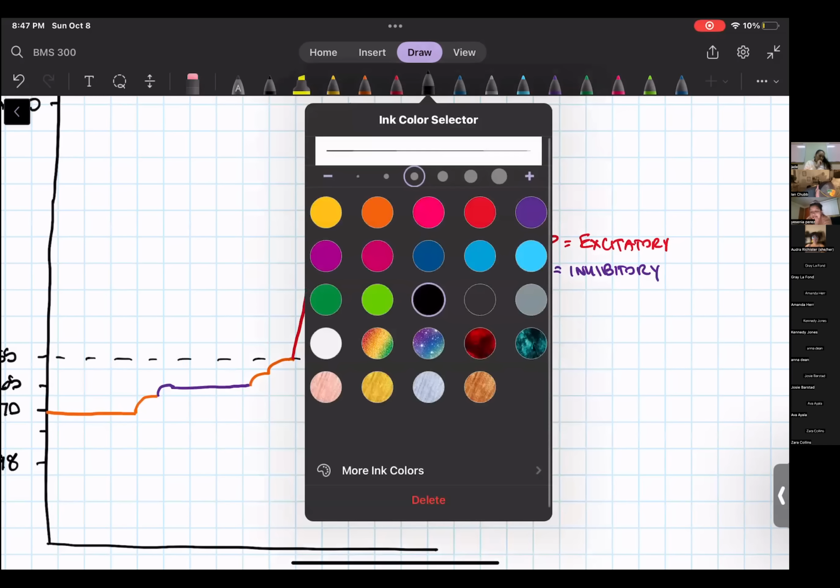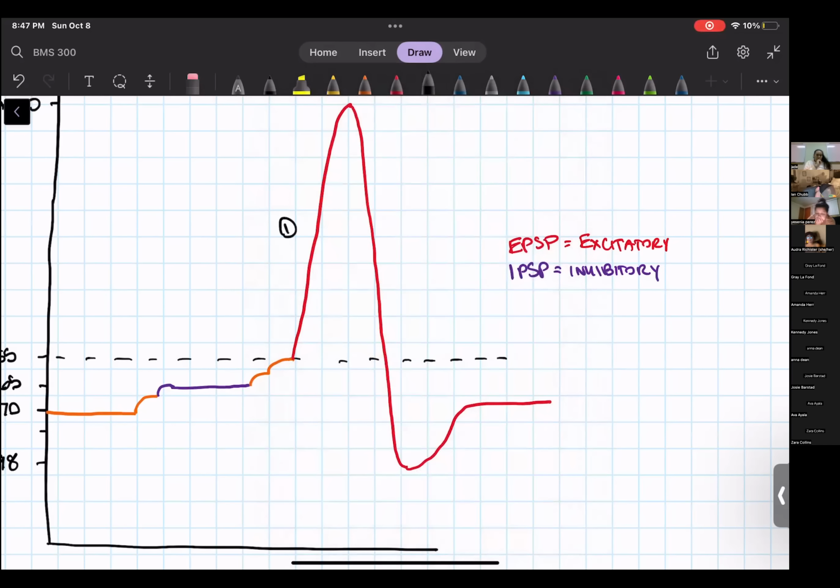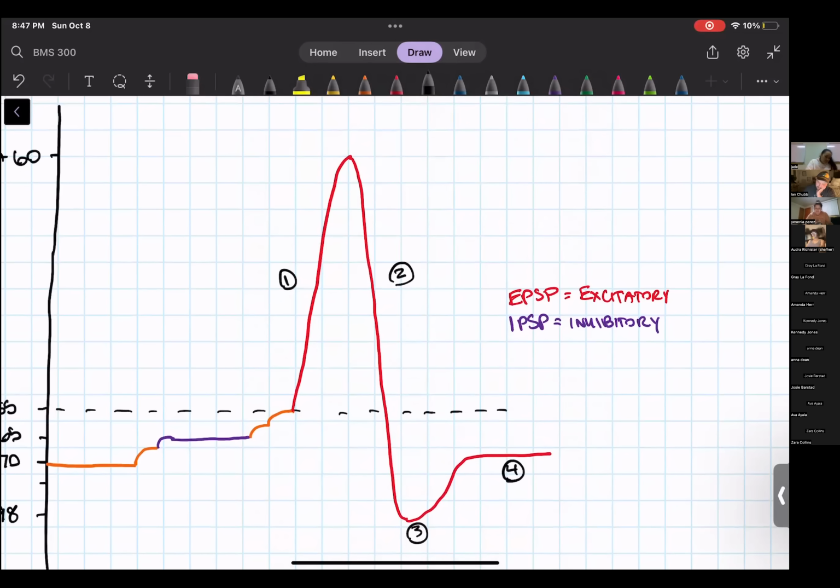So I'm going to label this really fast and we'll try to go through it quickly. What's happening at 1? Depolarization. Yep. What channels are open at depolarization? Potassium. So we do have potassium leak, but what's depolarizing that membrane? Sodium. And it's that voltage gated, right?